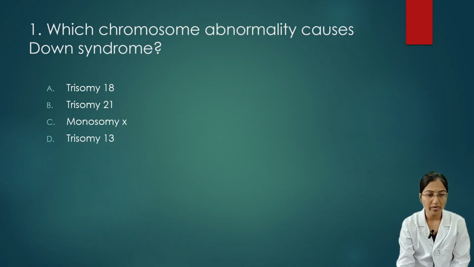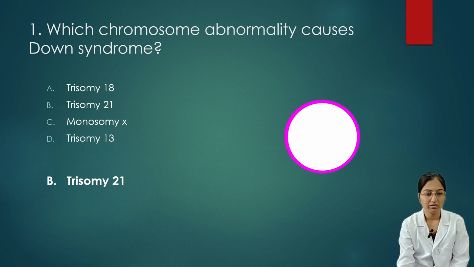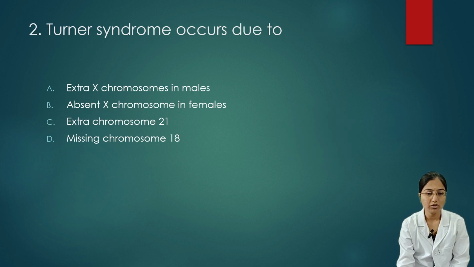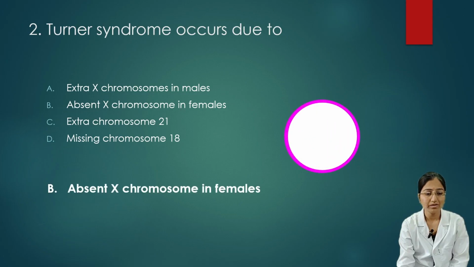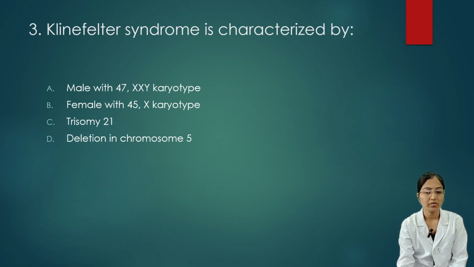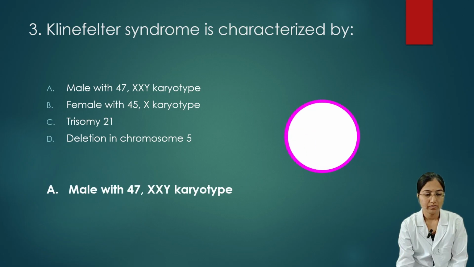Which chromosome abnormality causes Down syndrome? Here, options are given. Trisomy 21. We'll move to the next one. Turner syndrome occurs due to absent X chromosome in females. Next question. Klinefelter syndrome is characterized by male with 47 XXY karyotype.